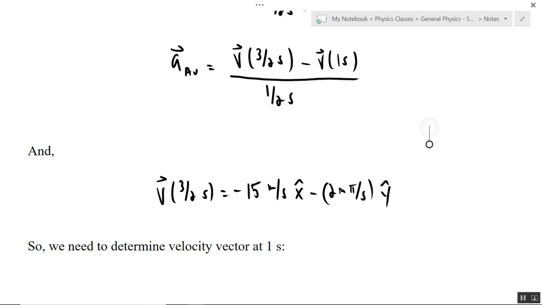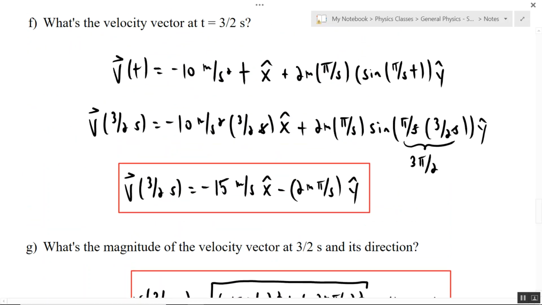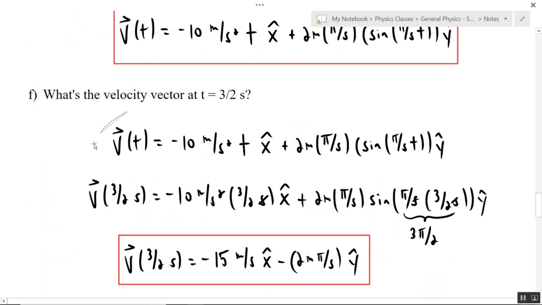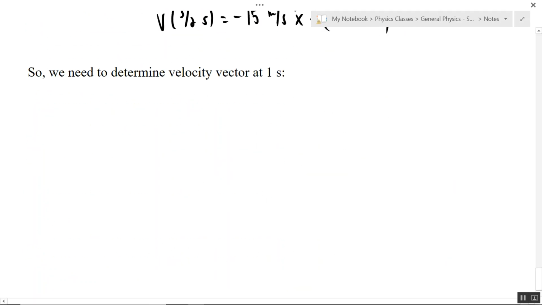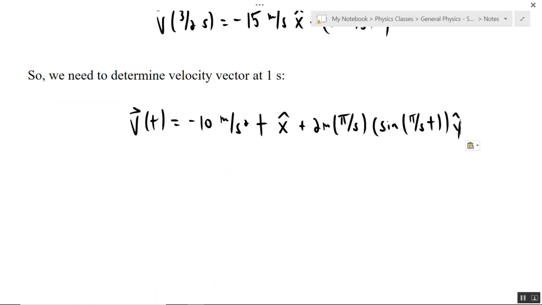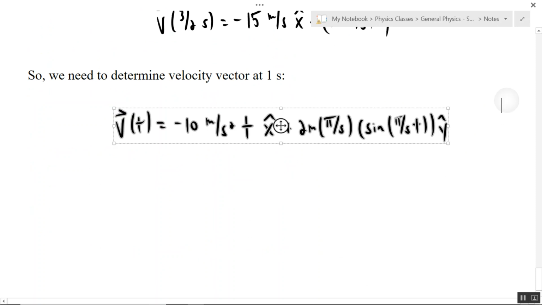All right, so let's do this. This is the velocity vector in general. Part E is when we found it. So basically what we're going to do is stick in 1 second into here and see what we get.